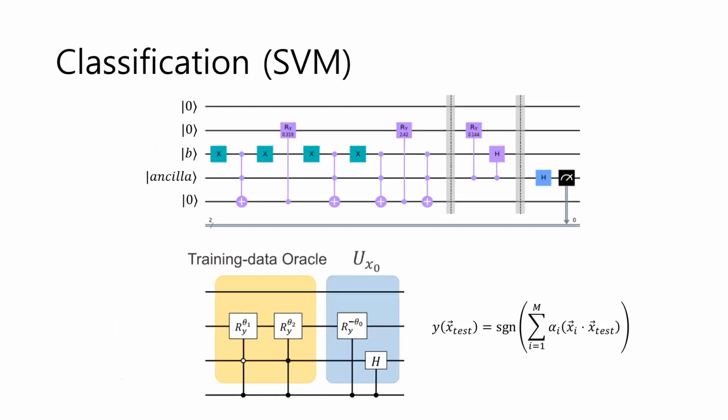And here we have the new part, which is for the classification. This classification circuit consists of these 2 parts. The first part is the training data oracle, and the second part, I'll just call the unitary U x0. What these circuits do is calculate the value of this function.